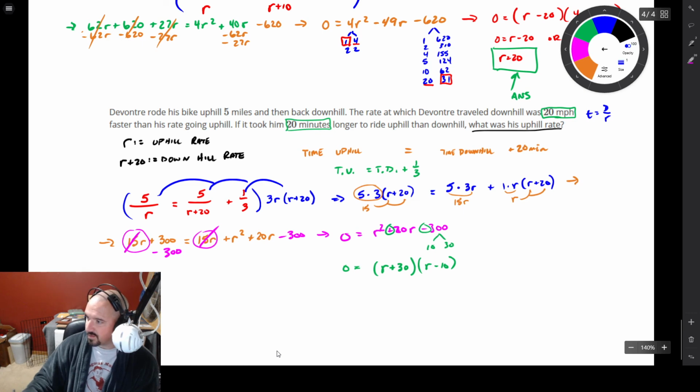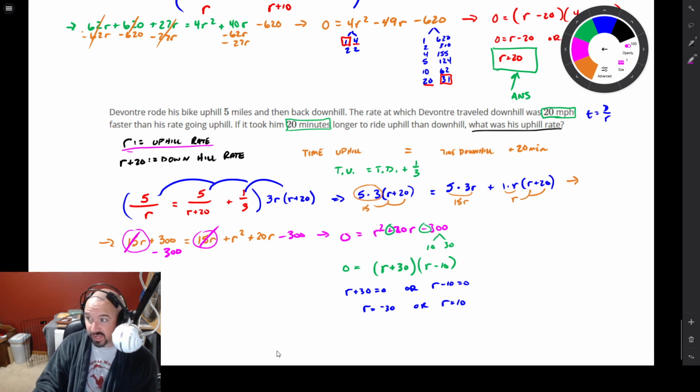Okay, we just solve from there. It gives me r plus 30 is equal to 0, or r minus 10 is equal to 0, which means that r is equal to negative 30, or r is equal to 10. Again, we have to decide which one of these we will accept. So we look up here and we say, okay, well, what is r? Well, r is a rate. It's how fast he's riding his bike uphill. Well, negative 30 doesn't make any sense there, so we kill it. It's not an option. So our only other solution is r is equal to 10. So he must have been riding his bike 10 miles an hour uphill.